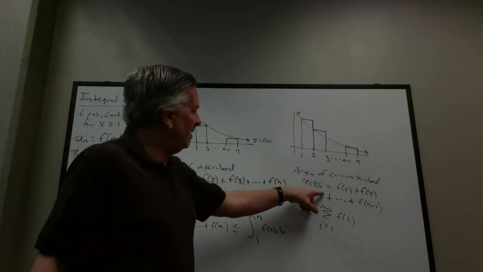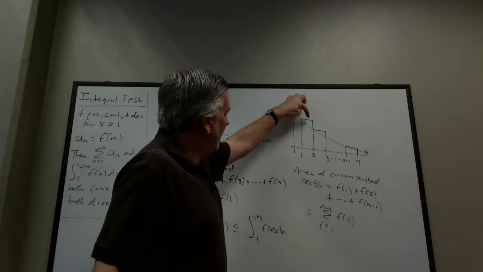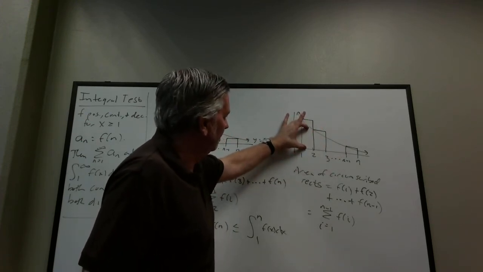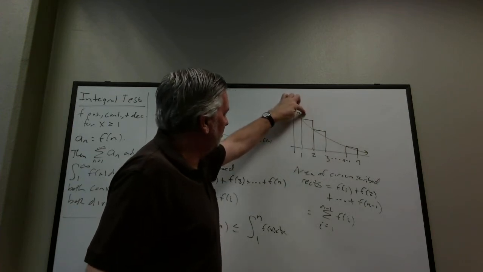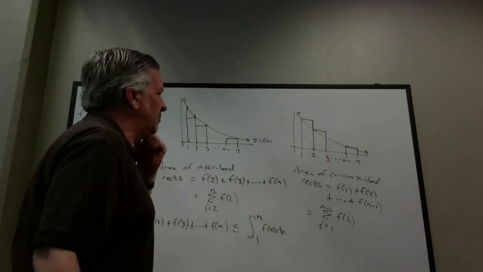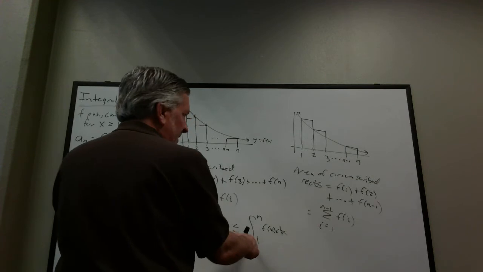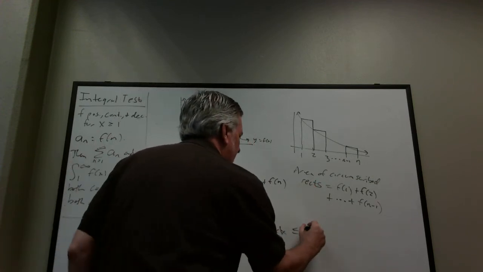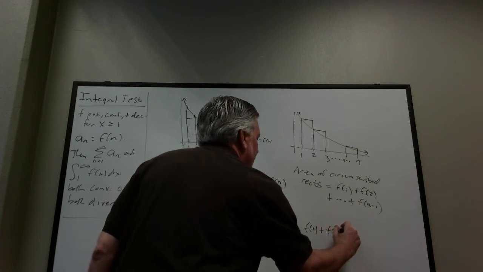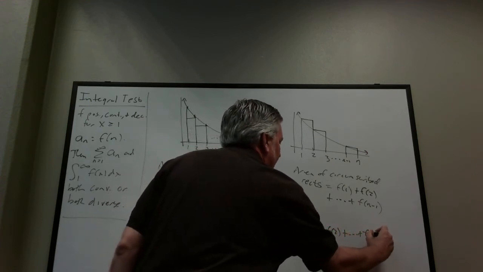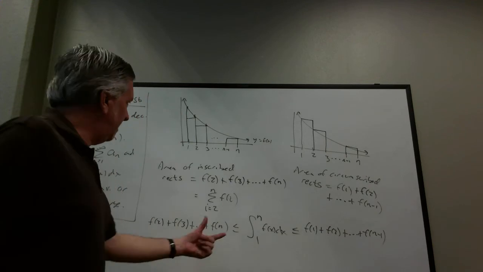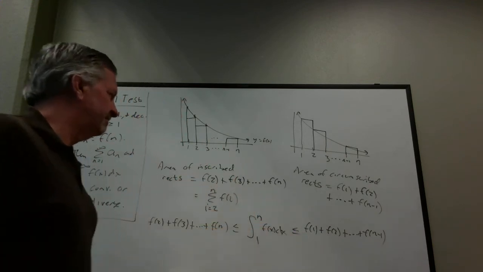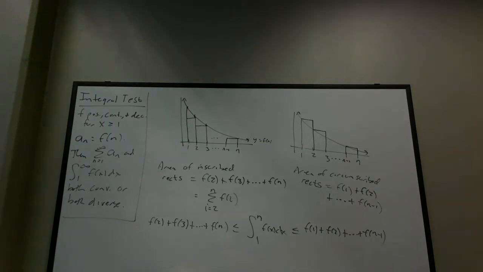Likewise, the area of the circumscribed rectangles, every single one of these rectangles includes the area under the curve. So the area of the circumscribed rectangles is going to be larger than the area under the curve. So this integral is going to be less than what we got here, f of 1 plus f of 2 plus dot dot dot, f of n minus 1. So notice I've trapped the area under the curve from 1 to n between two sums. Right? So that's what we've done.